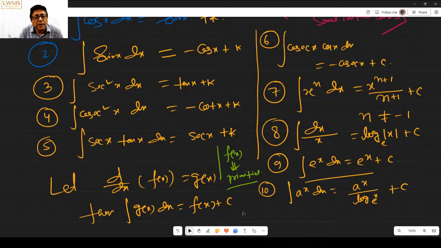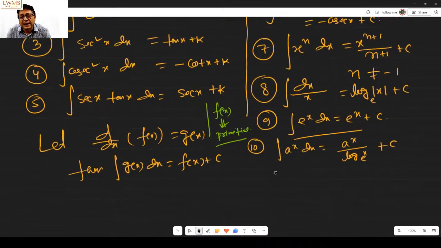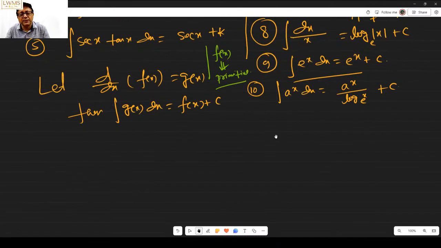Now, if a function is there which is actually a sum of two or more functions, that you have to integrate with the help of rules of integration. Let us know the rules of integration.